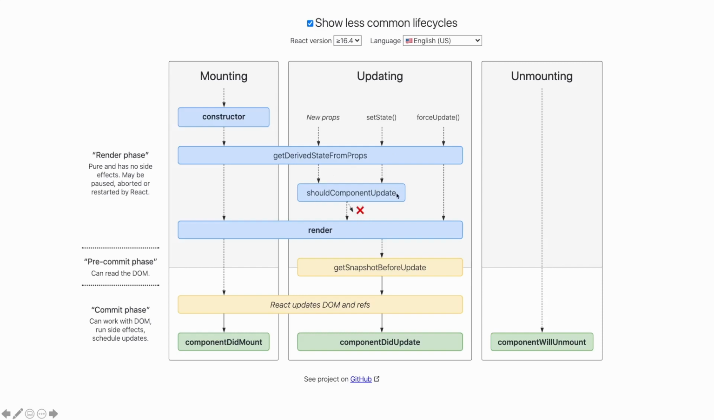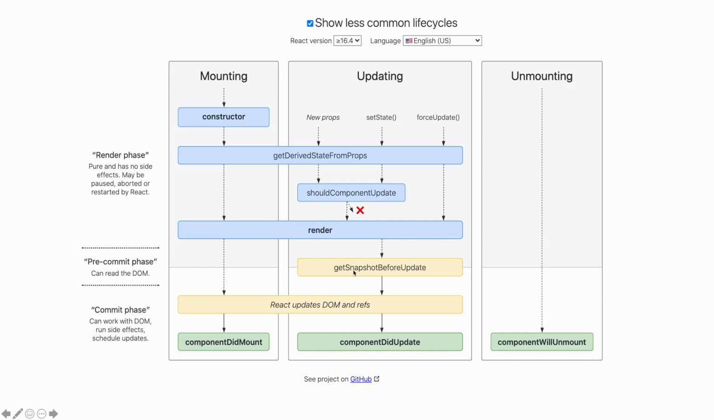So in this function, we should either return true or false, telling React whether we should update the component or not. This is more of a performance optimization to stop re-renders, although we should not use it too heavily, and relying on pure components or functional components is a better alternative.